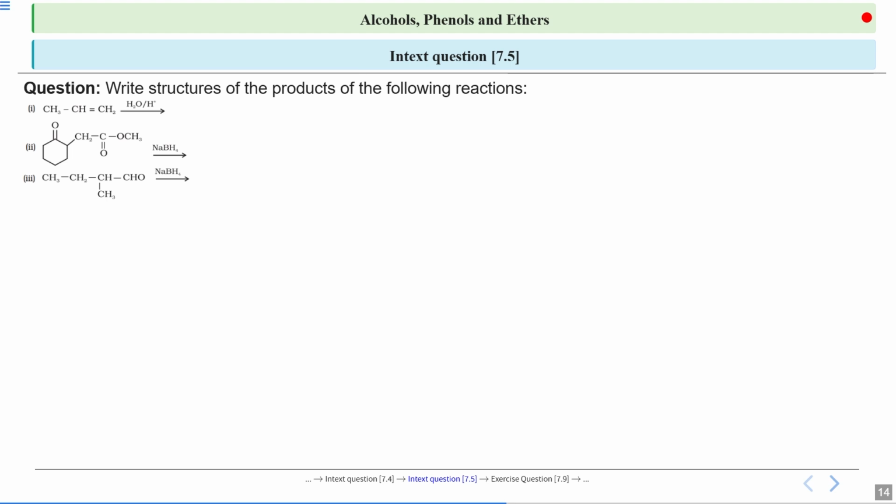In the second reaction, we have a cyclic hexane ring attached to a double bond O, and at the other position we have CH2COOCH3, and you are reacting it with a reducing agent, that is sodium borohydride. You have to write the structure of the product you will obtain. The third and last reaction is an aldehyde, CH3CH2CH2CHO, reacting again with sodium borohydride. You have to write the structure of the product you will get.